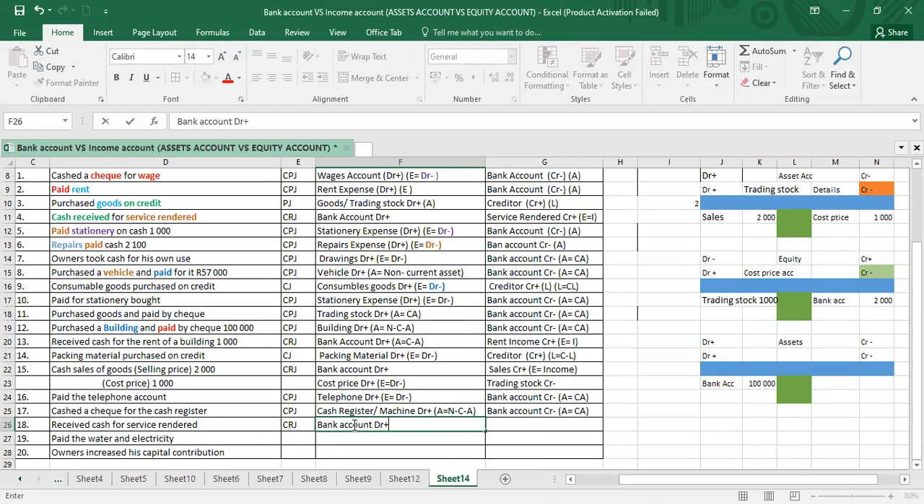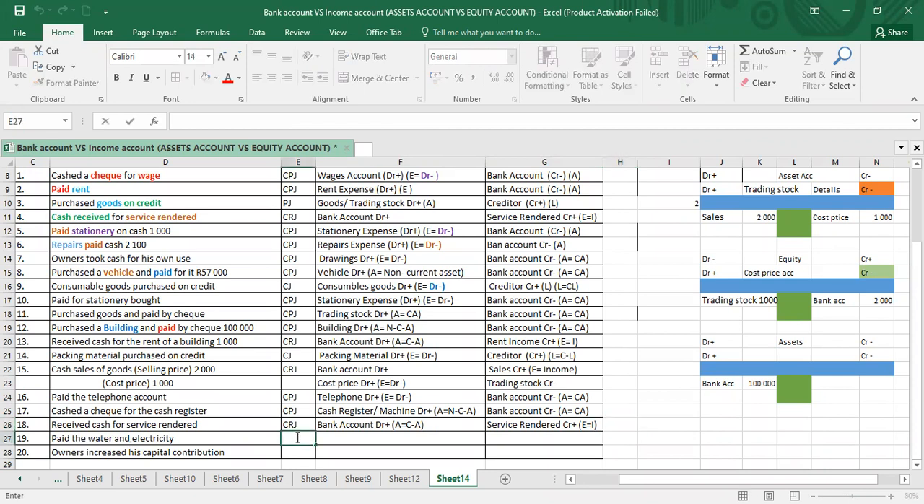Can you see? Bank is increasing. What type of an asset is bank? Bank is an asset, specifically current asset. Right. So another account to be created, service rendered. Service rendered falls under income account, and it will be credited. It falls under equity. It's an income account. Powerful. Right.